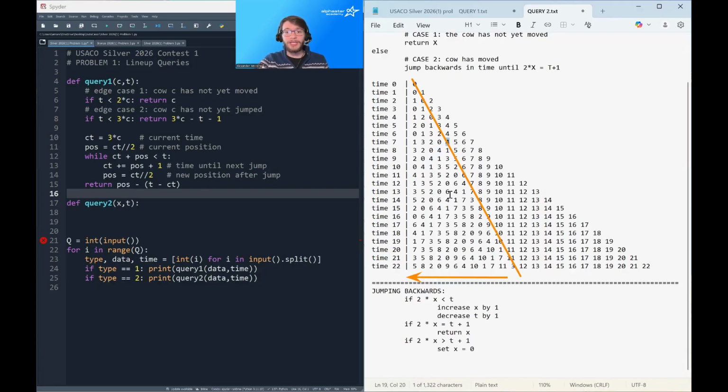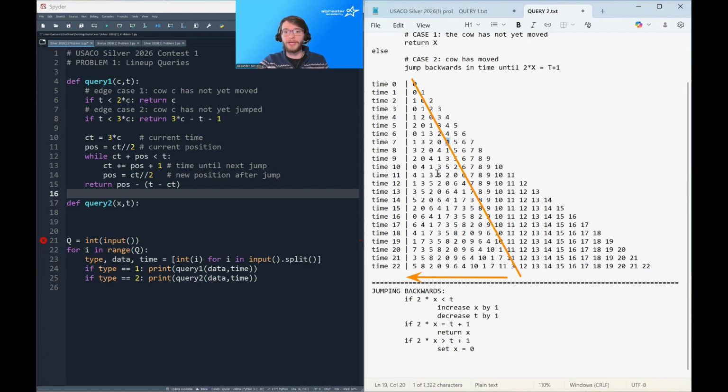And then eventually, I'm going to land exactly on the orange line, so that 2 times my position is equal to t plus 1. When I have reached that time, I can just return my current position, because that is the time where the cow has actually entered the equation. That's the moment in time where cow 4 is just about to start moving.